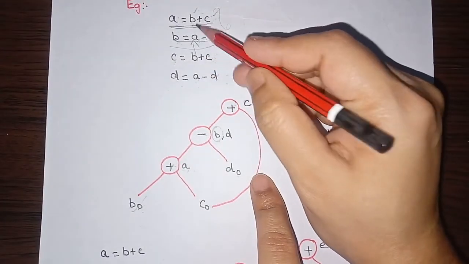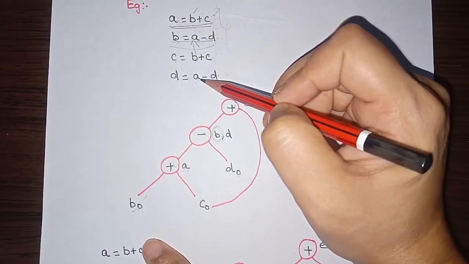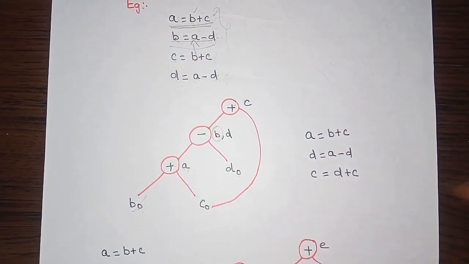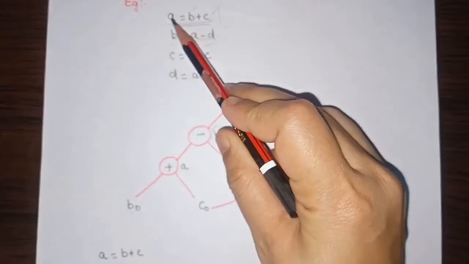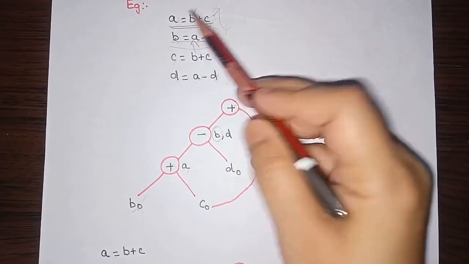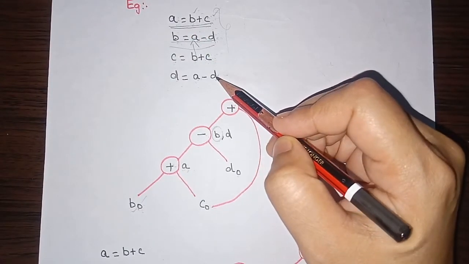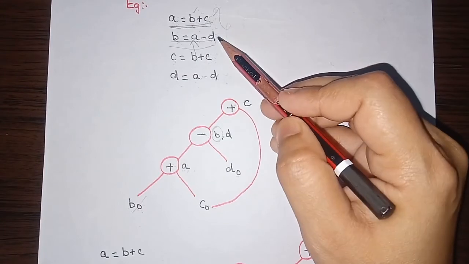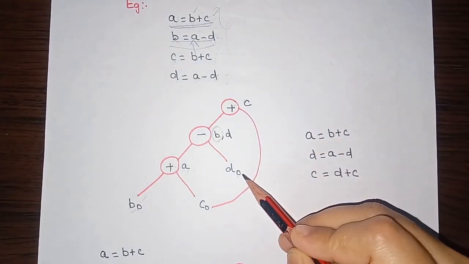So where is the recent value of a, which is the initial value? Here the a value can be considered from here. Why? Because here we have calculated the value from b plus c, that is, the a value can be taken from here, and the next value d. So here d value is also not changed anywhere in the program, so we are taking the value of d as initial value d naught.